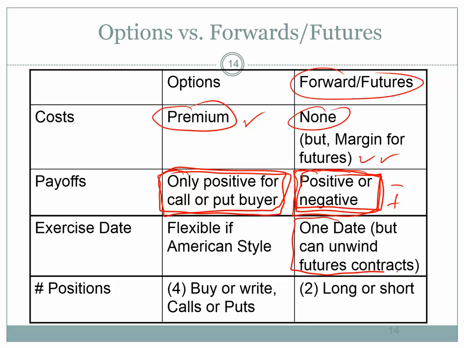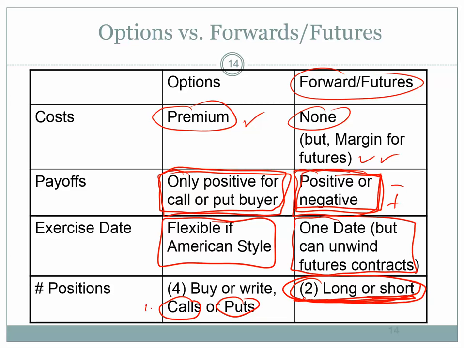For forward and futures contracts, there's one maturity date, but you could unwind some futures contracts. For an option, if it's American style, you could choose to exercise and buy for a call, sell for a put, every day until maturity. For a futures contract, for each delivery month, there's one contract, and you either take a long position or a short position. So there's really just two positions on one contract. For options, there's calls and puts. You can buy the call or buy the put, or you could sell the call or sell the put and get that premium.